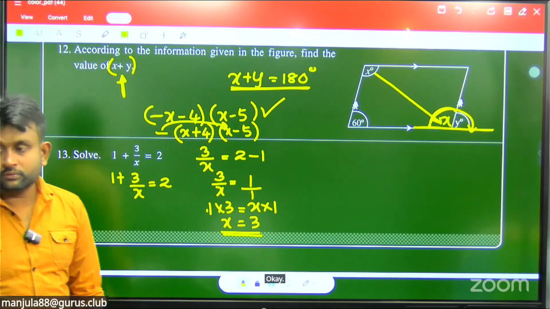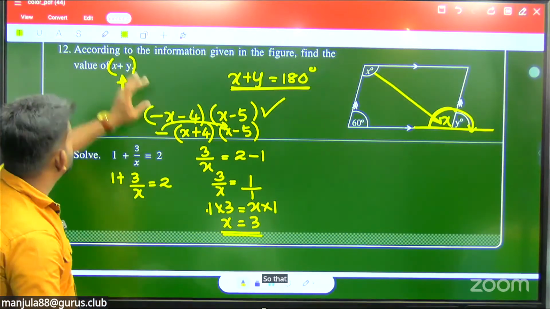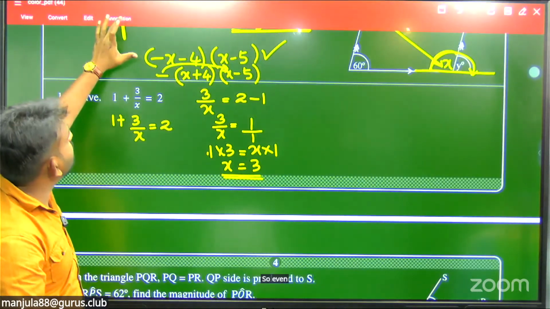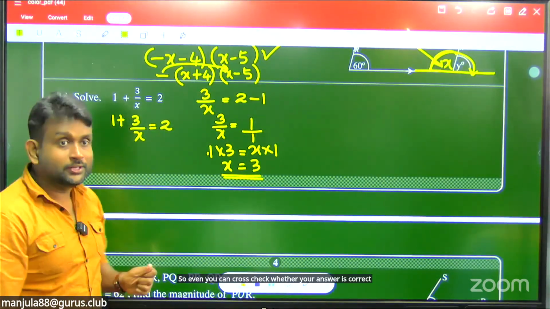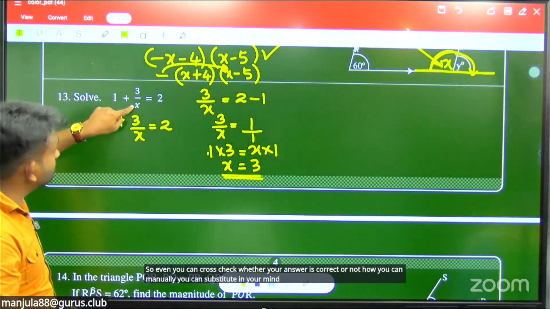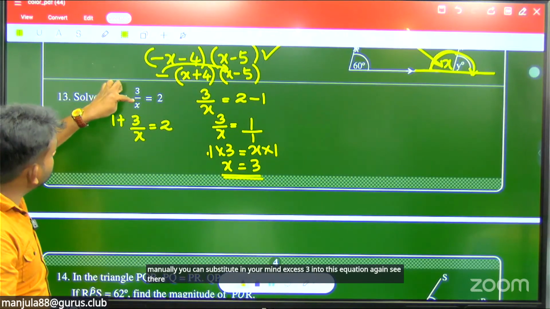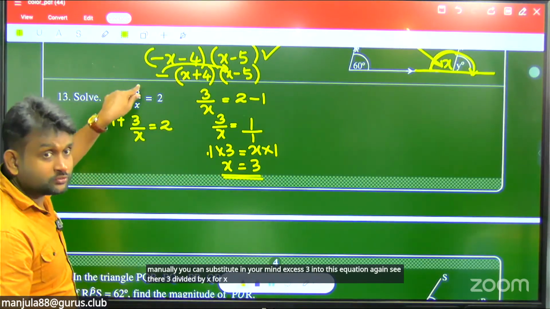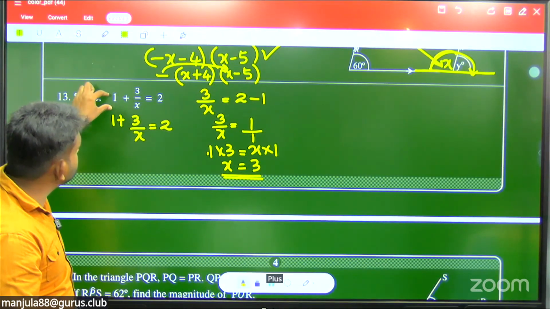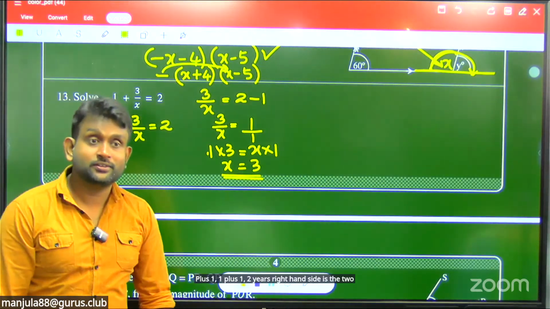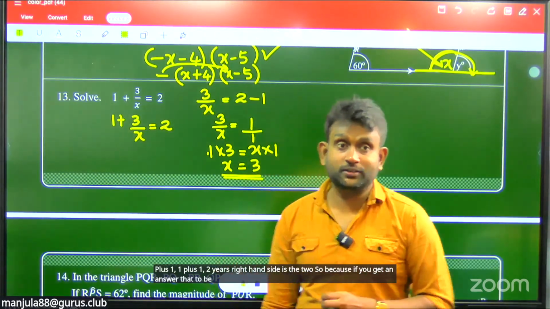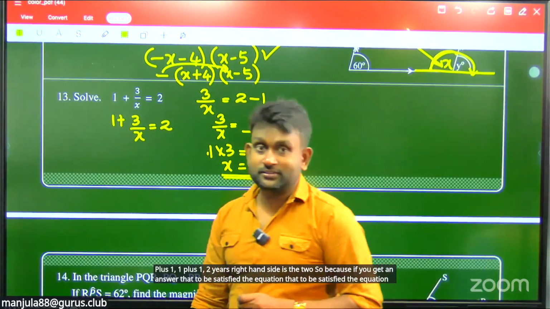So that is the answer. Understood? Right. You can even cross check whether your answer is correct or not. How? You can substitute x as 3 into this equation again. See there, 3 divided by x. For x you substitute 3. 3 divided by 3 means 1. 1 plus 1 is 2. Yes, the right hand side is 2. Because if you get an answer, it must satisfy the equation. So that is the answer you got.